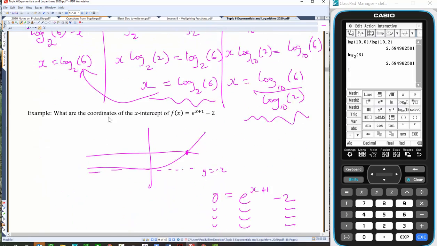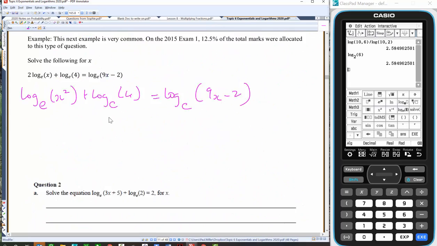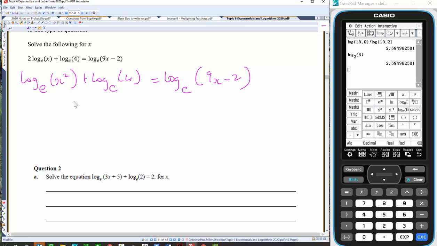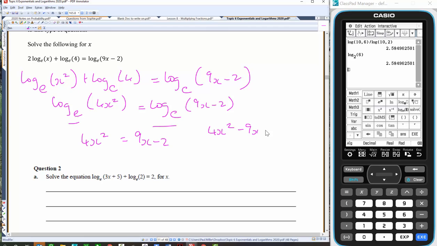So what we've got here is log e of 4x squared equals log e of 9x take 2. Because we've got the same kind of template on either side, we're going to say that 4x squared equals 9x take 2. Now we're going to say 4x squared take 9x plus 2 rather is equal to 0. So let the right hand side equal 0, and let's proceed with a solve on this one.